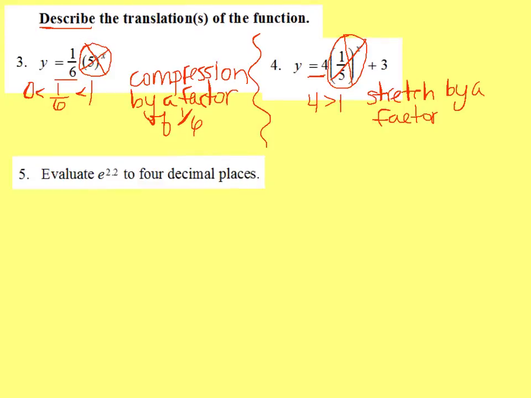And that's just one translation. My other translation is this plus 3. That's on the back end. And I'm adding 3. It's a normal size 3. I'm not adding it to the exponent. So that's going to be a translation going up or down. Since it's plus 3, it's going up. So I have a vertical shift up 3 units.